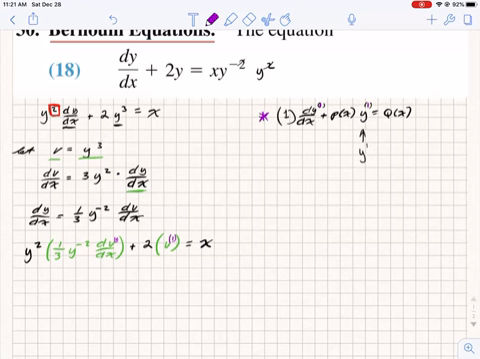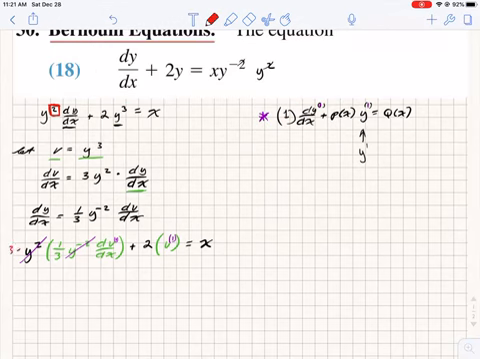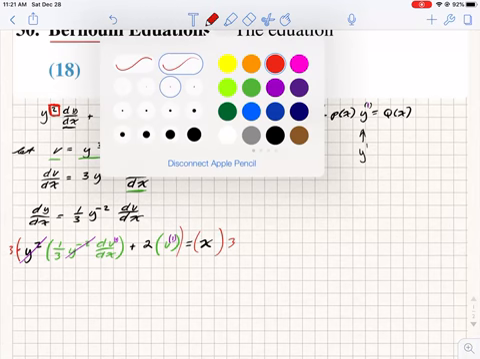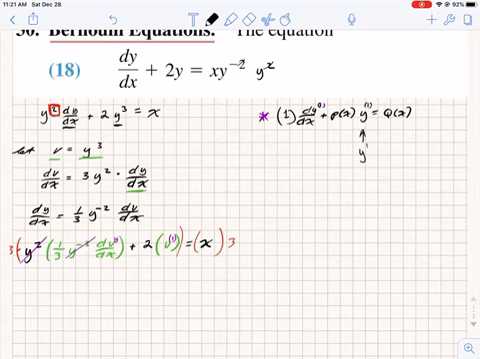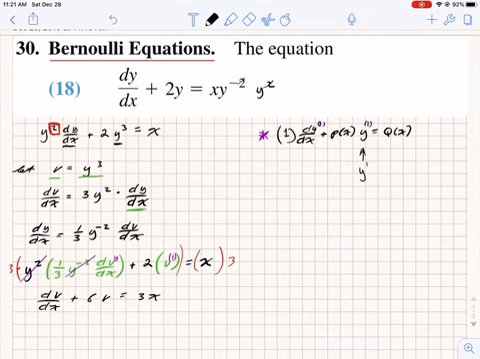And so when we let v equal this y cubed, notice that this y squared and this y negative 2 cancel each other out. And then if we multiply both sides by 3, all in one fell swoop, we will obtain a version of the linear differential equation, and we can use the properties of a linear differential equation.